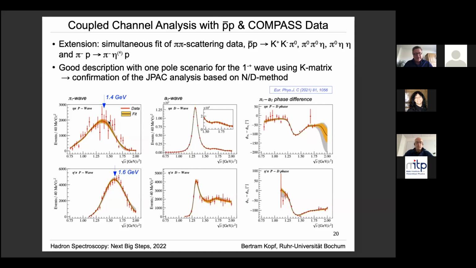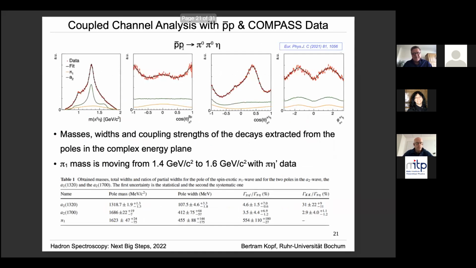We can also reproduce all the COMPASS data very well. The only difference is that we have not used this N over D method. We have also used this K matrix here. But we can also describe the data only with one pole scenario. And this is the result for the antiproton-proton channel in pi. So the data can be described very well. And here this yellow shape describes the pi1 wave contribution.